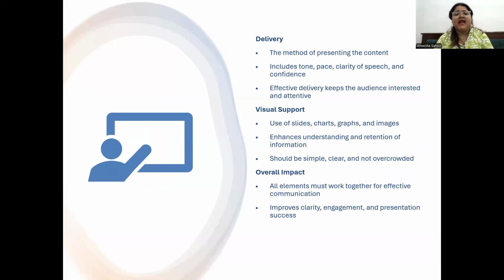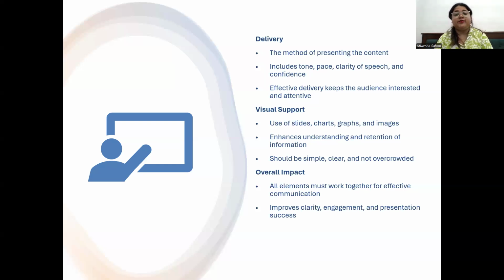So, the next element is delivery, the method of presenting the content: how you are using your tone, the clarity of your speech, how confident you are, what is the pace of your voice, the pace of your pronunciation. Your delivery, everything is important. So, an effective delivery keeps the audience interested and attentive.